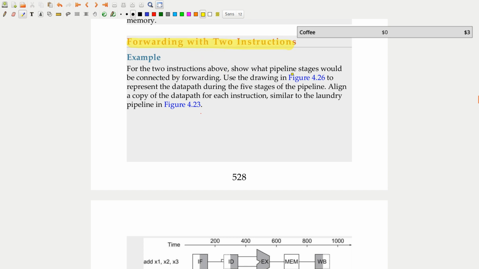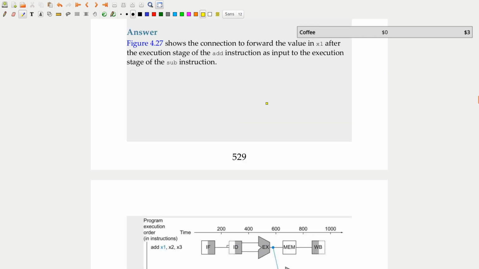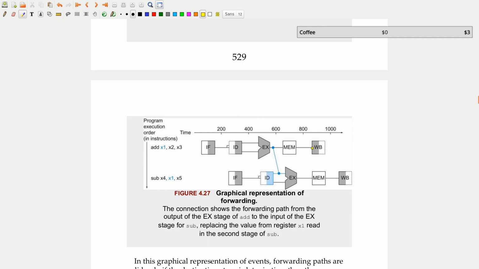For the two instructions above, show what pipeline stages would be connected by forwarding. Let's look at the solution they give. Here are our two pipeline stages. Basically what we're saying is that after we calculate x1 here, we already have the value, so we can just forward it to the next stage here so it can be the input to this subtract instruction. So this is forwarding or bypassing. It's a very powerful thing that we can do, but it doesn't fix every possible error, but it does fix some.